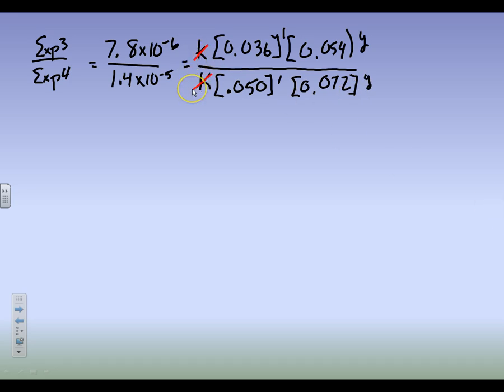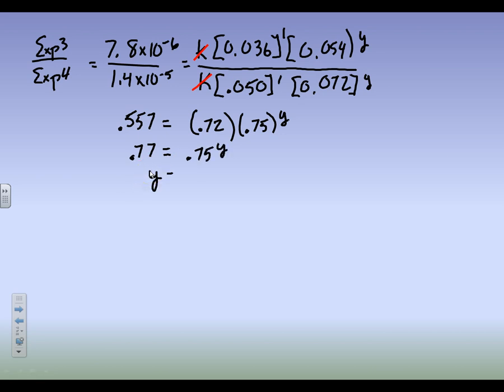Looking for things canceling out, in this particular case, only my k's cancel out. The rest you're just going to have to plug and chug. So divide these two numbers, my k's cancel out. This ends up to be 0.72 when I divide 0.036 by 0.050. My other two numbers end up being 0.75 to the y power. So now I've got to solve for y. 0.77, if I start simplifying here, 0.75 to the y. Close enough. I will call that 1.